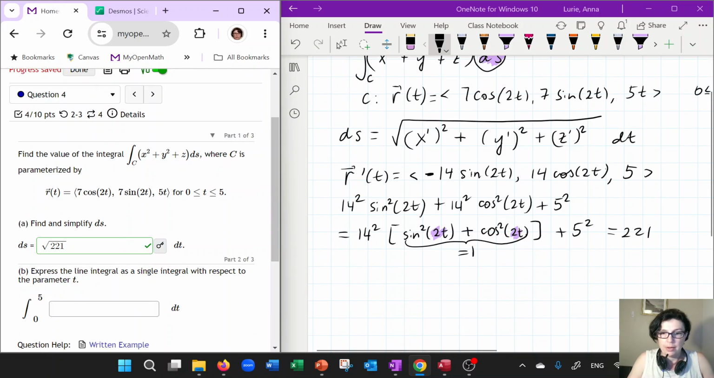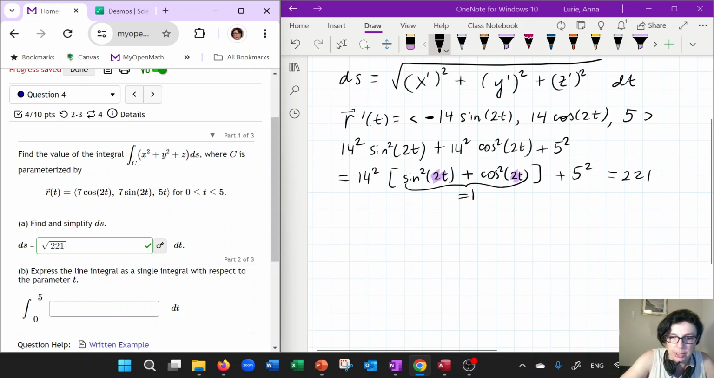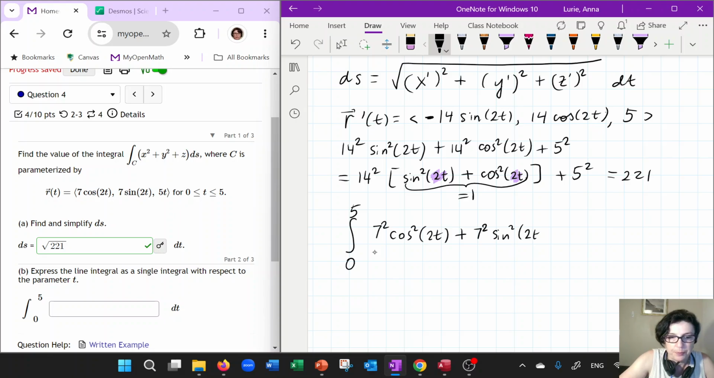All right, so then we actually want to compute the actual integral, but before we have to set it up. Of course, the limits will be 0 to 5. Everybody understands that. Now, instead of x squared, we're going to square the first component of the r vector, so this will become 7 squared cosine squared 2t. Then plus square the second component, y squared becomes 7 squared sine squared 2t. And then it's plus z, so z is 5t. And remember that ds wasn't just dt, it was the square root of 221 dt.